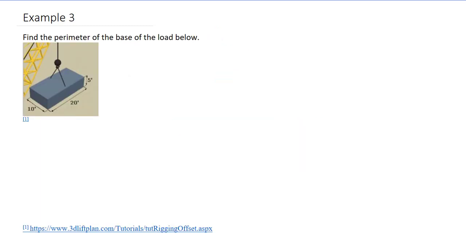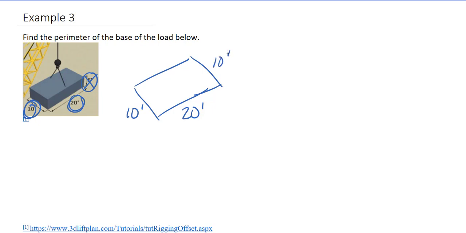Example 3. So we're going to find the perimeter of the base of the load below. So if we think about base, right, it's just the bottom part. So when we look at this, we see we have 3 numbers. So we actually don't care about this 5 foot. We only care about this 10 and this 20. So if we were to reconstruct just the base, here's 20, here's 10, 10, and then 20, because it's a rectangle. So these 2 sides are the same, and these sides are the same.